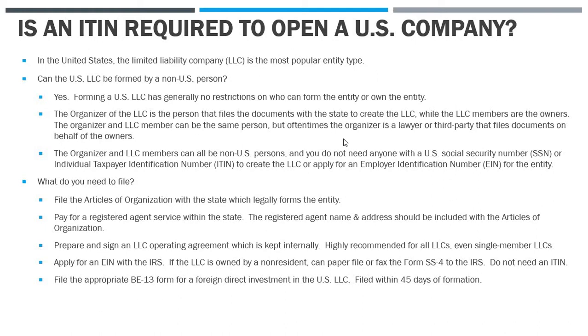But under any circumstance, you don't need any U.S. persons in this mixture here, right? The organizer could be non-U.S., the members can be non-U.S., doesn't matter. So you don't need anybody with a U.S. Social Security number or an ITIN to create the LLC, and then you also don't need a U.S. person to apply for the EIN for the entity, right? The EIN is the tax ID number that's assigned to the entity, and this is important because you need an EIN to file tax returns, and you definitely need an EIN to open a U.S. bank account. They're going to ask for that information.